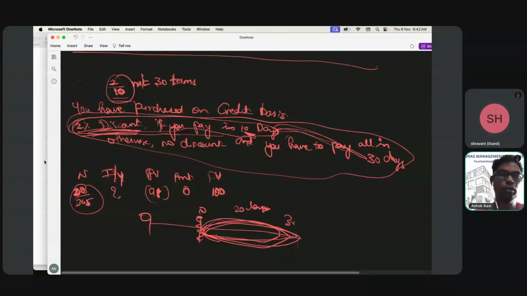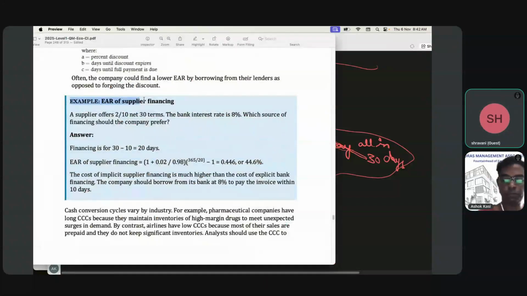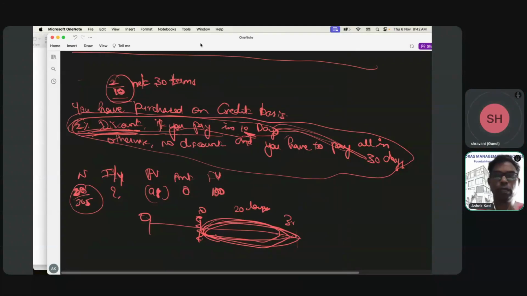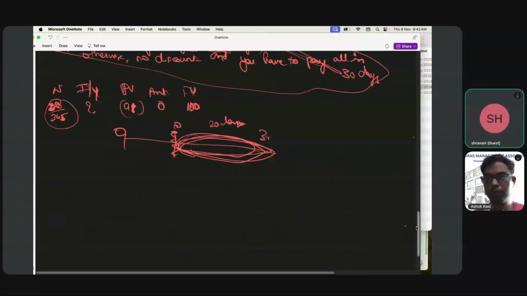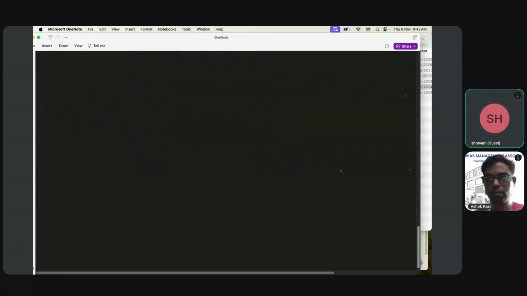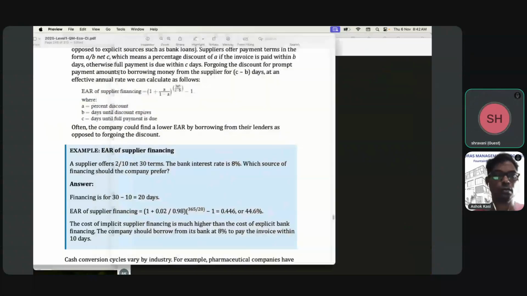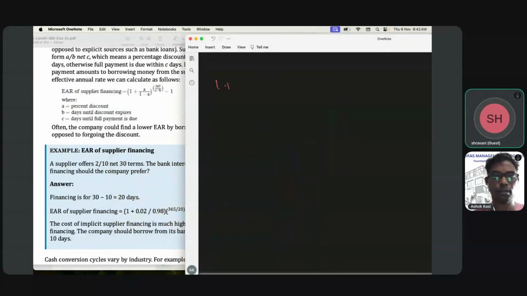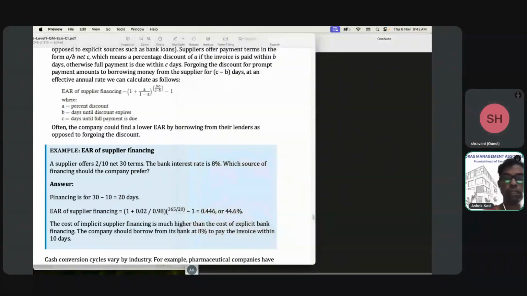So this way you can do it rather than remembering the formula. If you want to go with the formula, this is also mentioned here: percent discount. If you want to try that way also, you may try. So if we wait for 20 more days, then this is what we get.